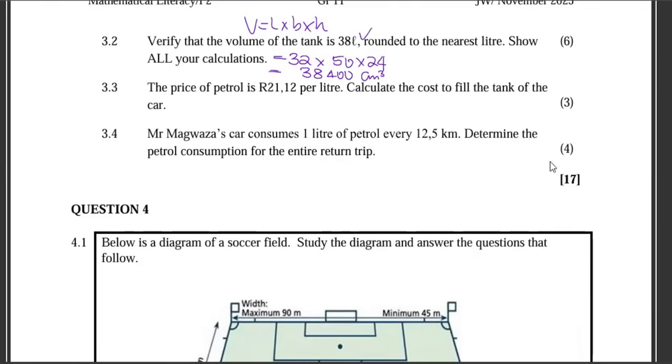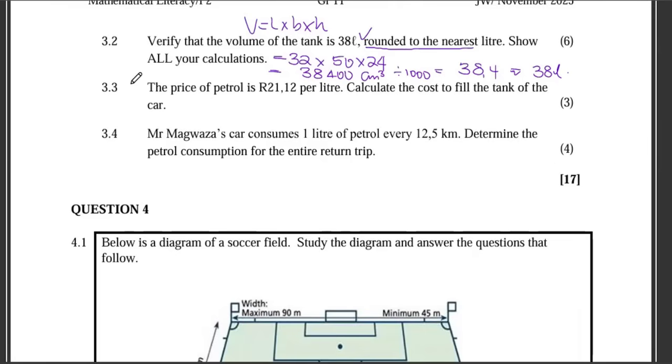We want them to become what? Liters. We divide by 1,000. The answer became 38,4. Remember they said round it to the nearest liter. So if you round off to the nearest liter, this gives you what? 38 liters. So, okay, that's how it is. We come to question number 3.3.